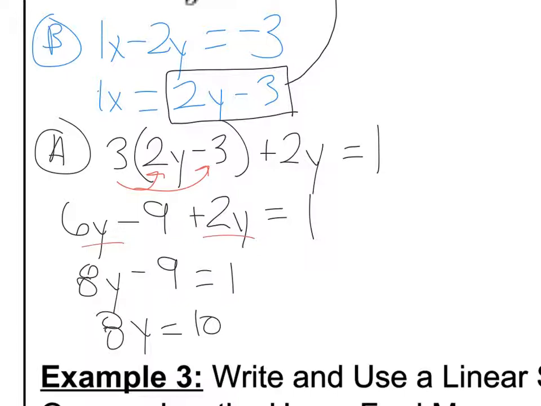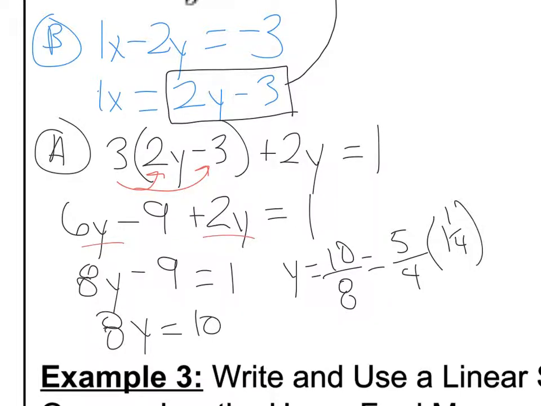I'm going to slide this over here. So y is going to equal 10 over 8. Alright. Which as a fraction reduces, since 2 goes into both of them, to 5 over 4. Or if you're graphing it, 1 1/4 is easy to graph on a grid. Okay, so that's your y.